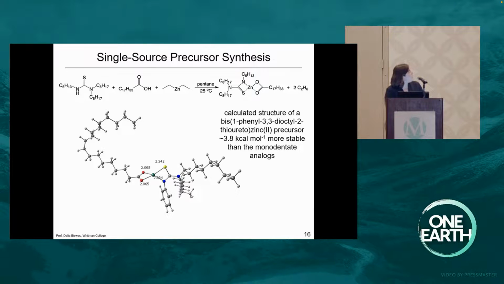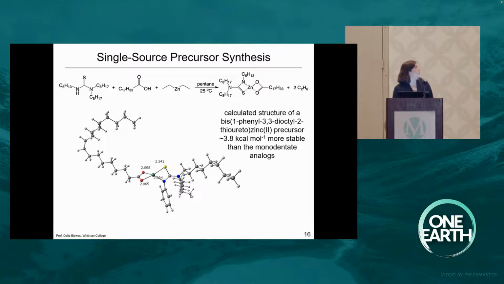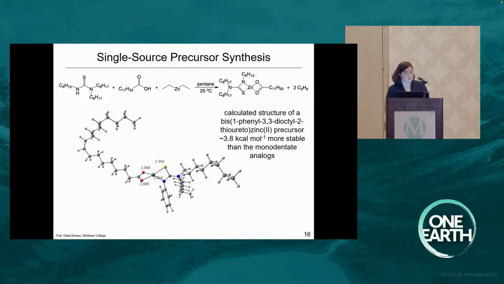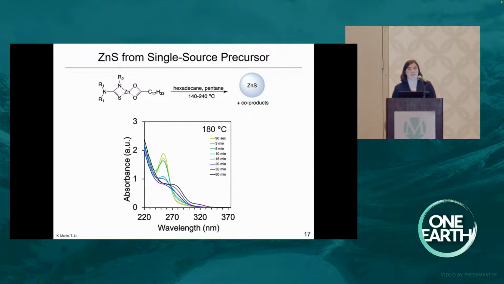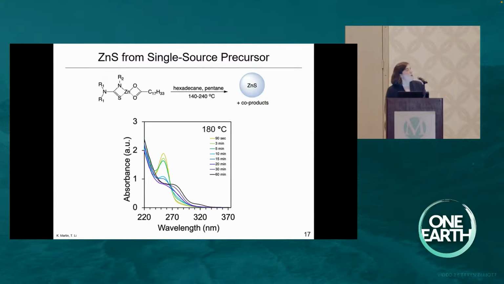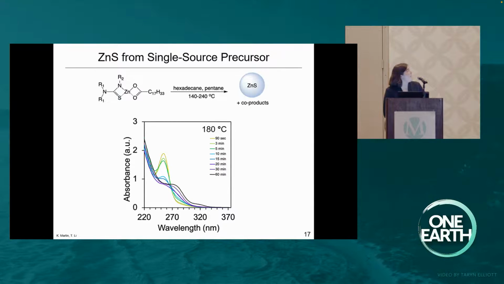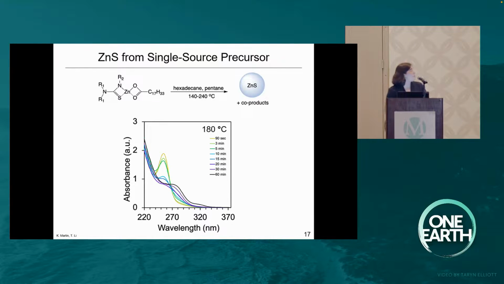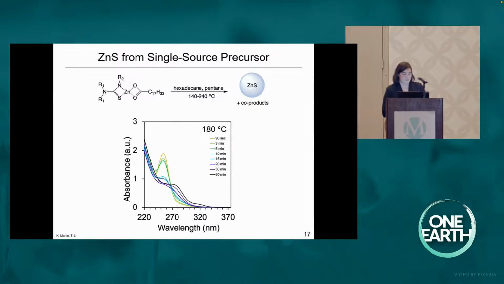Essentially, you combine a thiourea with oleic acid and diethyl zinc. This is done in an air-free environment, and you produce your single source precursor. We can take these single source precursors through the same hot injection technique we used for the thioureas, but instead of needing two precursors, we just have our one. We heat that up in hexadecane and pentane and produce our zinc sulfide species. This is all backed up with our NMR aliquot approach, but shown here is the UV-Vis, and you can see that as the single source precursor peak is decreasing, we see the growth of a zinc sulfide nanocrystal.